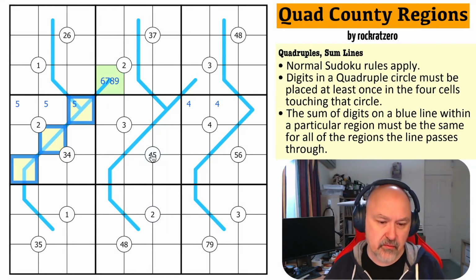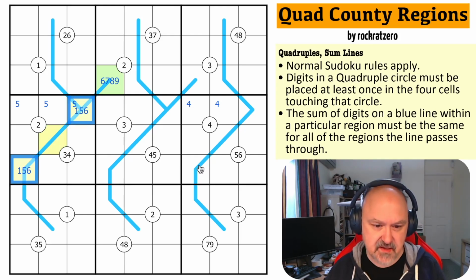So these are all from 1, 2, 3, 4, 5, 6. But the 2 is in here, and the 3 and the 4 are down here. So you can only put 1 of 2, 3, and 4 on this. So this has to be from 1, 5, 6. But this can't be a 5, and I can't put 5 and 6 on this. So one of those two has to be a 1.